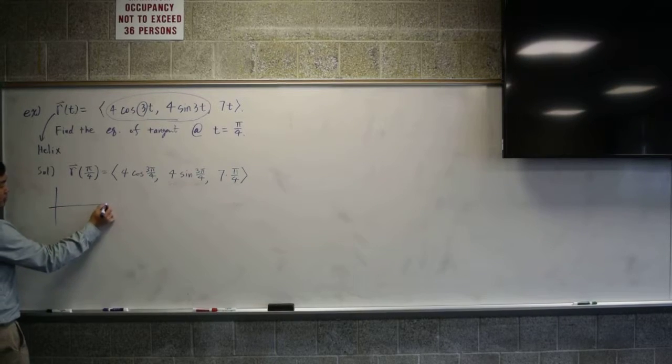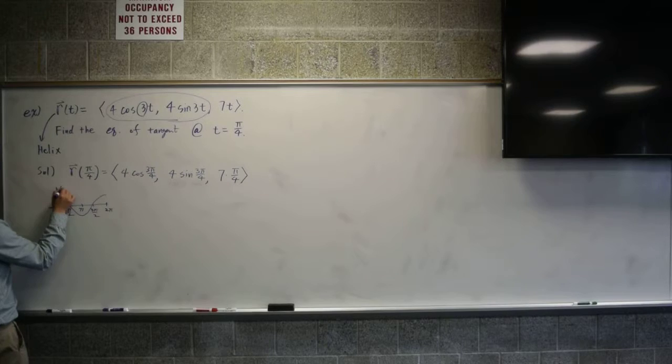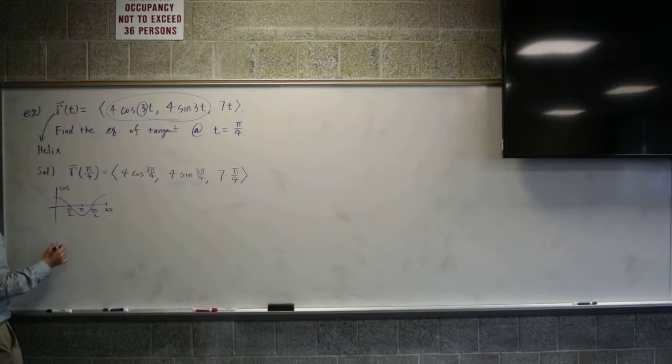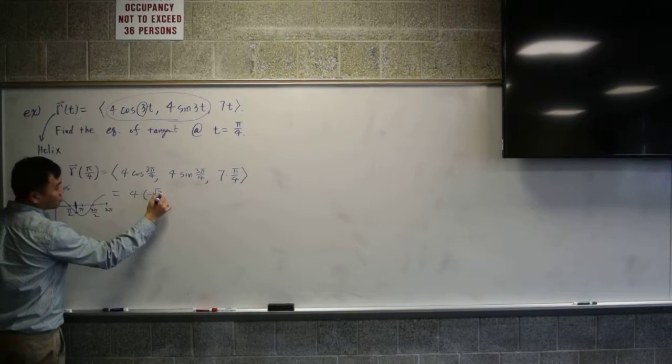Let's draw the cosine graph. Pi over 2, pi, 3 pi over 2, 2 pi. The cosine graph goes like that. And 3 pi over 4 is 3/4 of the pi. So if this is pi, 3/4 is right here. Now, what's this value then? We know that it's negative. And the pi over 4 family gives you radical 2 over 2. So this value would be 4 times negative radical 2 over 2.